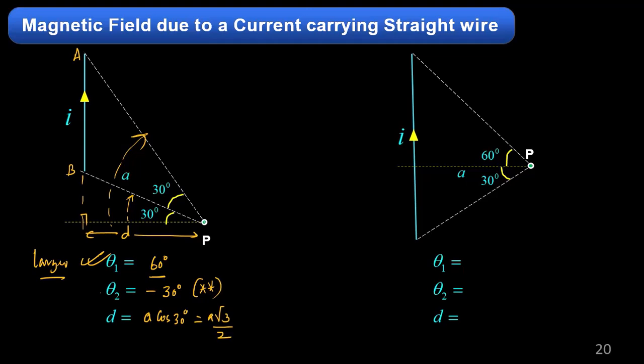Similarly, if the wire is like this way, again this is the perpendicular distance. So simply A is our perpendicular distance. And since now both theta 1 and theta 2 are measured in the opposite sense, both are to be positive. Now theta 1 is the larger angle, so I should take theta 1 as 60 degree and theta 2 as 30 degree. Based on this information, now I can apply the formula to get the result of the magnetic field due to the straight wire at point P.